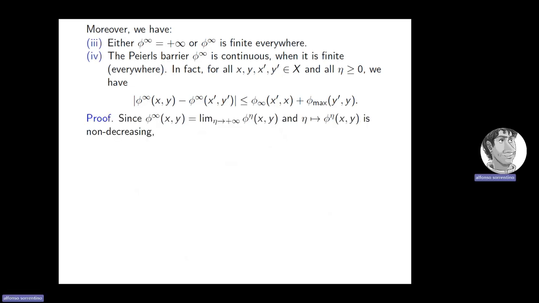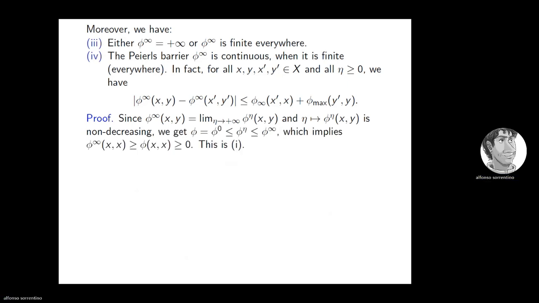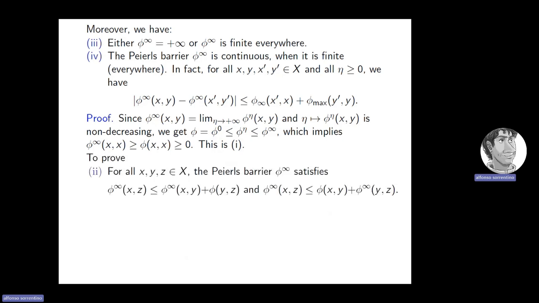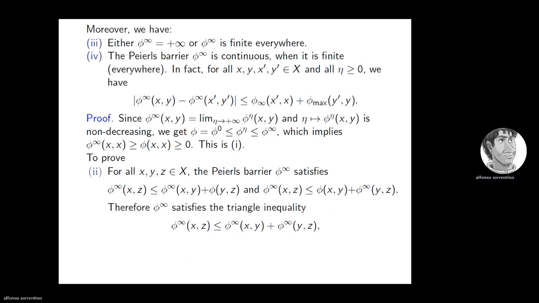Let me just do the proof again. The first inequality, as I said, holds because eta maps to phi eta of xy is increasing. And now I want to prove the second one, the mixed triangle inequality. I just have to prove this one and this one. We'll prove this one and the other one is analogous. And the triangle inequality follows, of course, because phi is less than phi infinity.